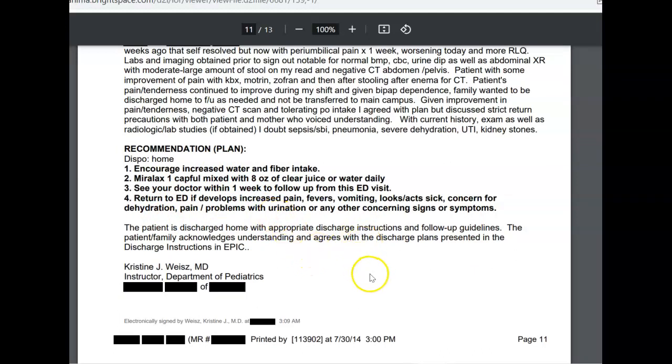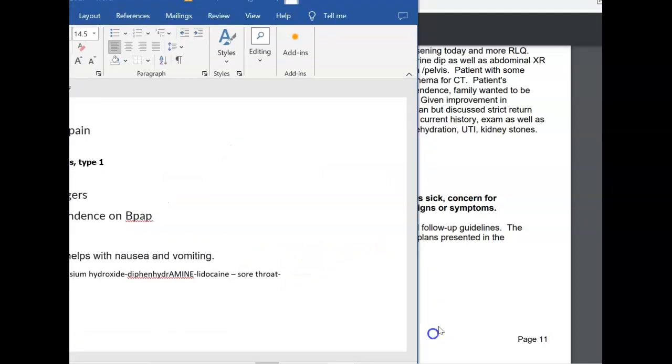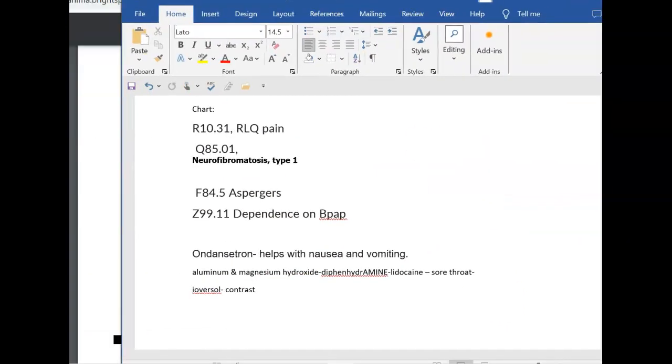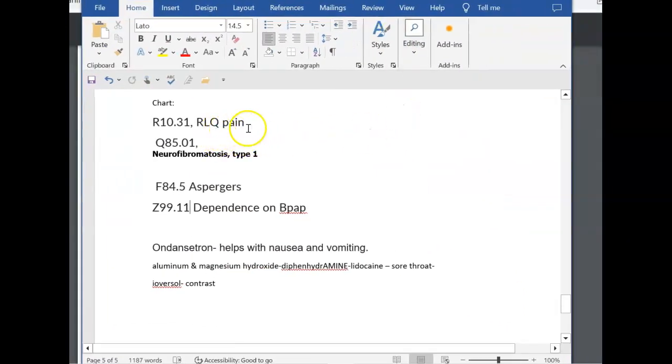All right, so coding wise, let's just pull this up, bring my thing over. Right lower quadrant pain, R10.31. This is going to be primary diagnosis. Remember, outpatient, we call it primary. Principal diagnosis is for inpatient. We are going to code the neurofibromatosis type 1. Okay, they were born with this, Q85.01. Also are going to code Asperger's.